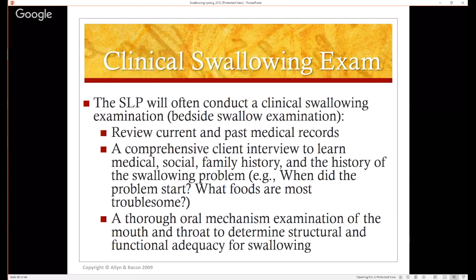A clinical swallowing exam will be conducted by an SLP. It's also referred to as a bedside swallow examination. Current and past medical records will be reviewed. A comprehensive client interview to learn medical, social, family history, and history of the swallowing problem will be conducted, looking at when the problem started and what foods are the most troublesome for the patient. And a thorough oral mechanism exam of the mouth and throat will be done to determine structural and functional adequacy for swallowing.